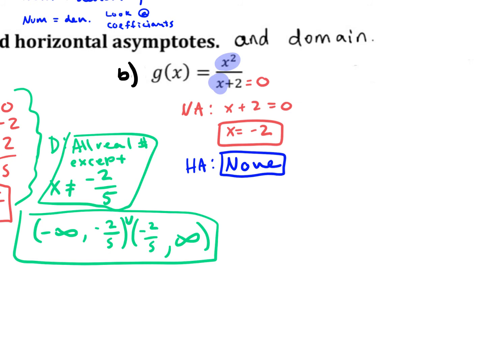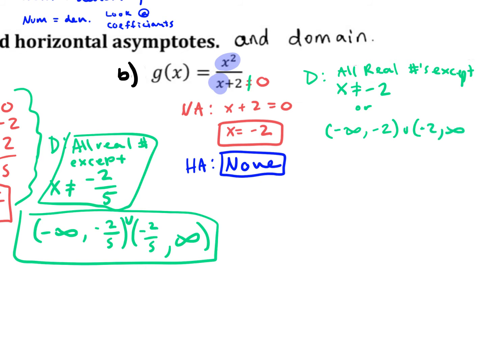And then for the domain, you just set the denominator not equal to 0. So this would be x does not equal -2. So you could see the domain written as all real numbers except -2, or it could be written as -infinity to -2 union -2 to infinity. So these are just two different ways of writing the domain.